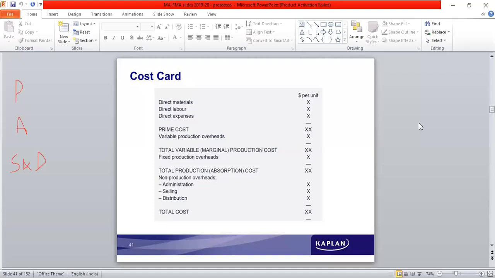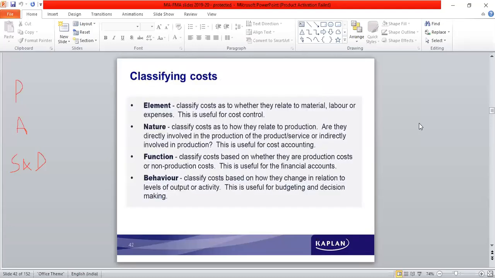This is the cost sheet, and this is the condensed form of cost sheet. So if it arises in this paper only, you have to learn. You will have to look into that part of it. So it explains this classifying cost.